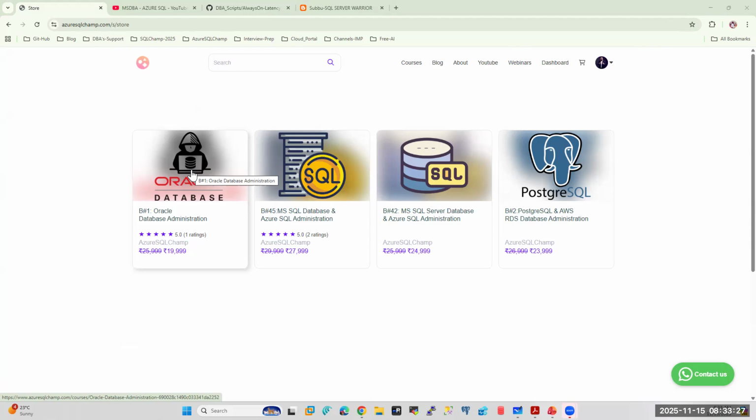So you need not go here and there. Everything you will find from Azure SQL Champ. If you want to enhance your skills in DBA technologies, then definitely Postgres, Oracle, MongoDB. If you want to enhance in analytics, we are trying to bring Power BI. If you want to enhance in engineering, we are trying to bring ADF, and Fabric as well. Your support is very important for us. If you are supporting, we will definitely try to bring a lot of content.